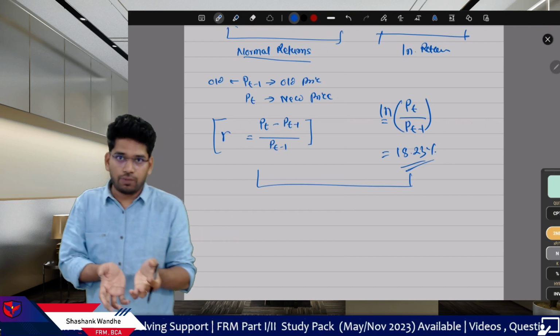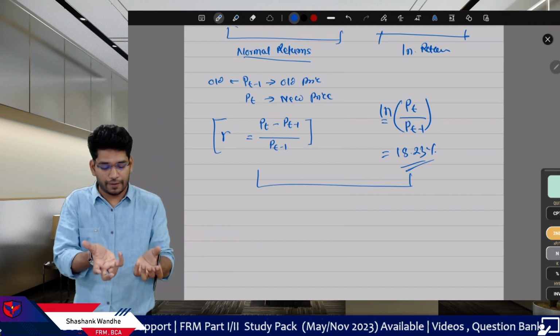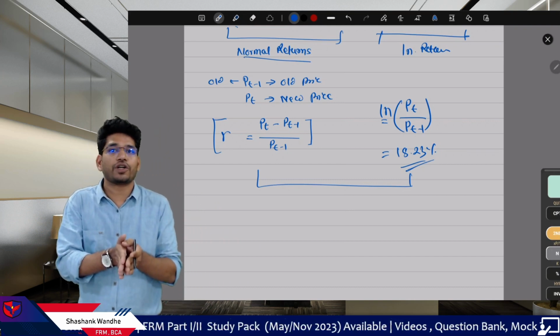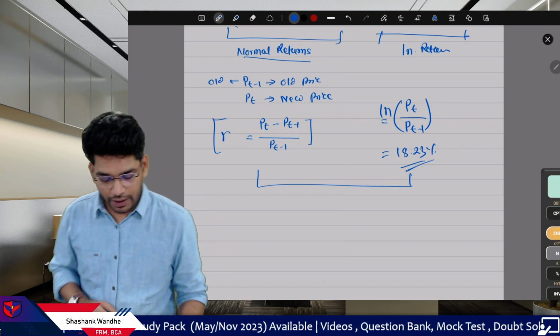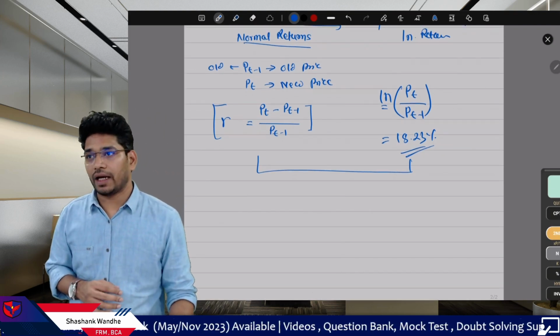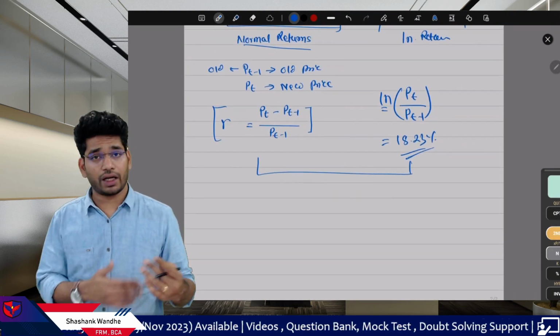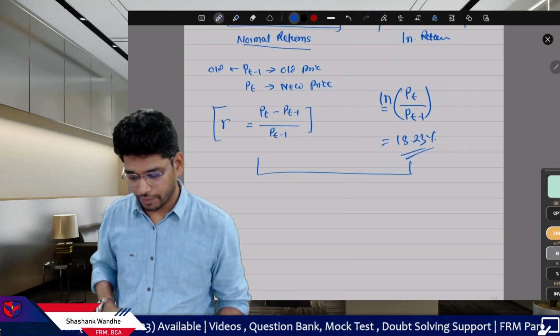The value at risk of both of these should be exactly the same, or like the same only. Okay, so that's what you need to remember. And in the exam, if you get a question, again you have to remember this, the value should be the same.